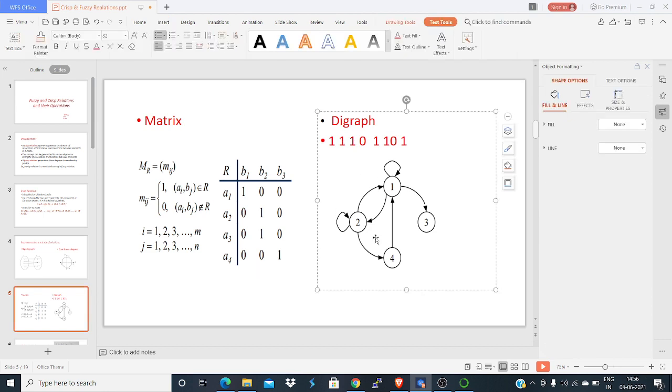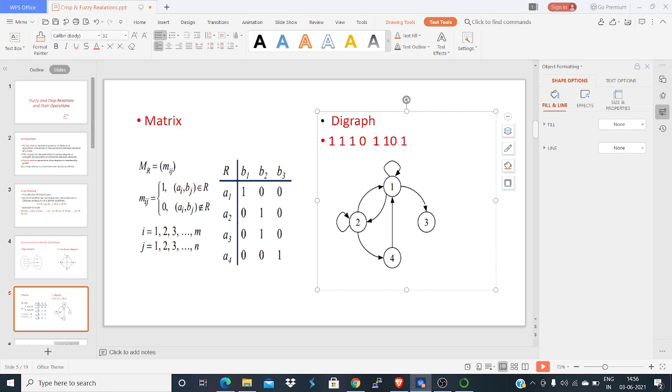In digraph, if a node is directed to itself, which means it has a relation to itself, it is 1, and if it is directed to 2, it also has a relation. We can represent this digraph in matrix form. If they are directed to any of the other values, then it is 1. If not, it is 0.